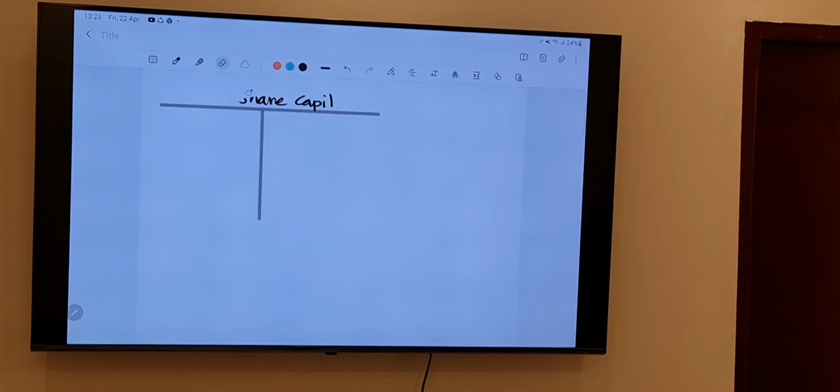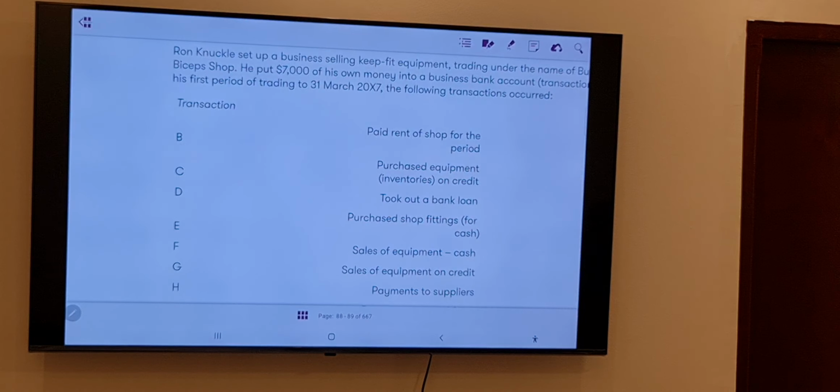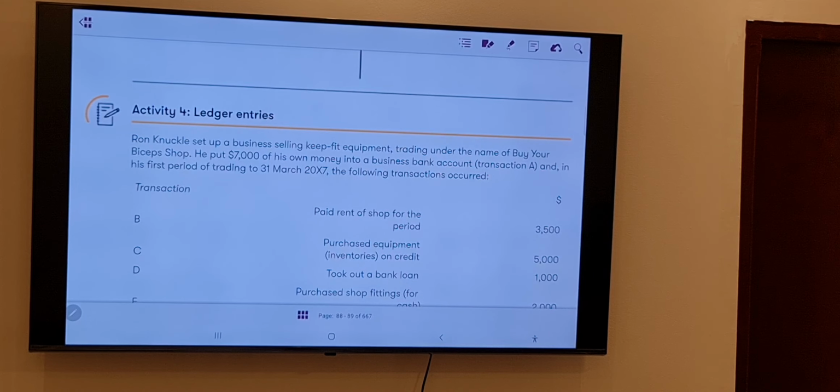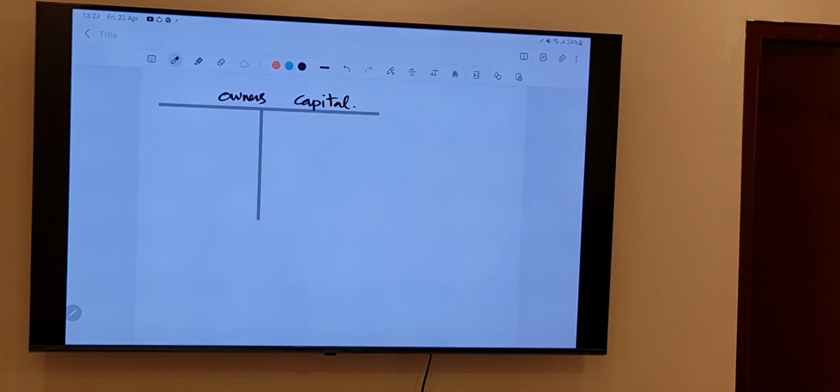Actually, I don't use the word share capital, I use the word owner's capital. Is this different from the first lesson? This is a new example. He put 7,000 of his money into a business bank account. So, I will open a bank account also.